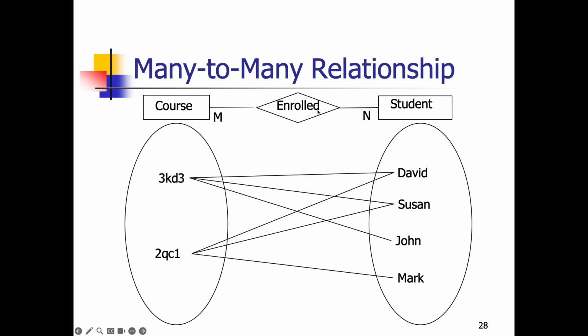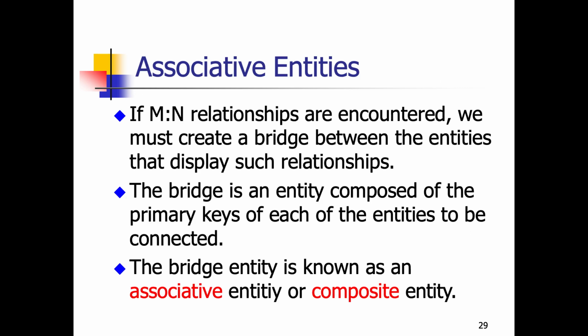Another example of many-to-many relationship is student and course. For example, David can take three or four different courses. Let's say these are the course codes. And then each of these courses itself could also have enrollment from many students. And this is what I explained about associative or composite entities. Whenever you have a many-to-many relationship, please break it down into two one-to-many relationships.